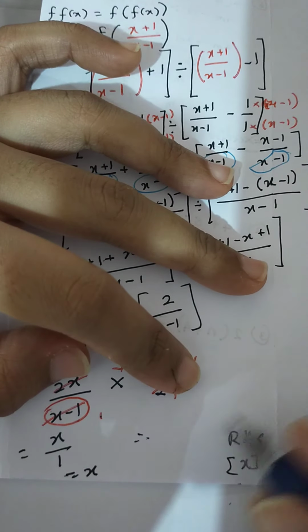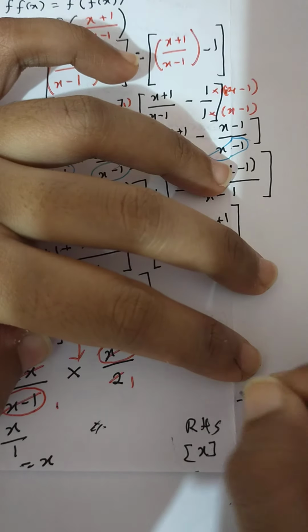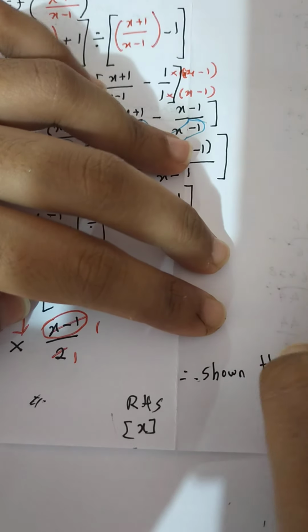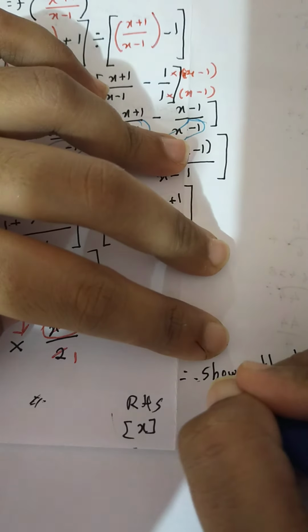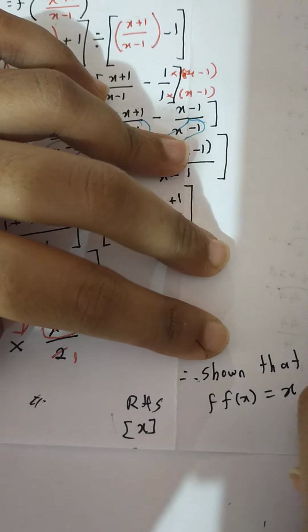Therefore, I get the right hand side, right? You need to write the conclusion. Therefore, shown that f(x) is equal to x.